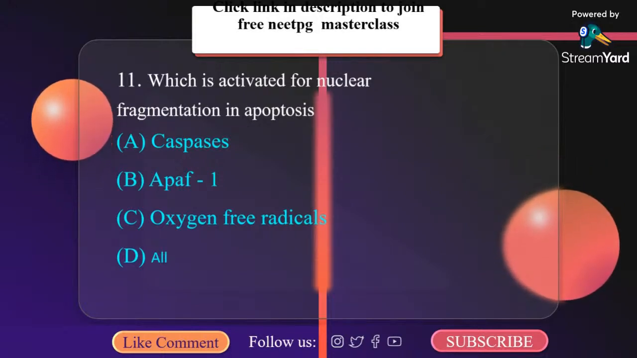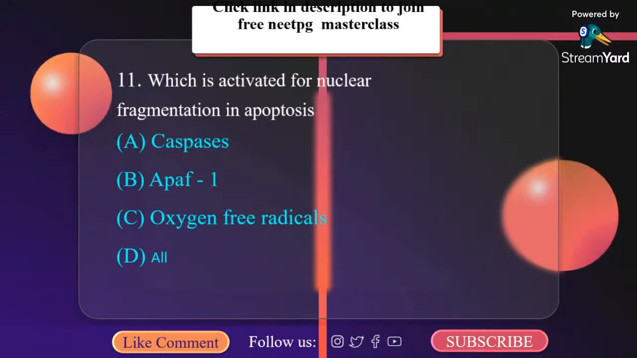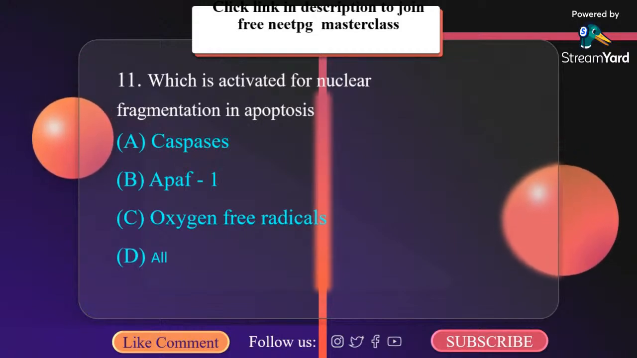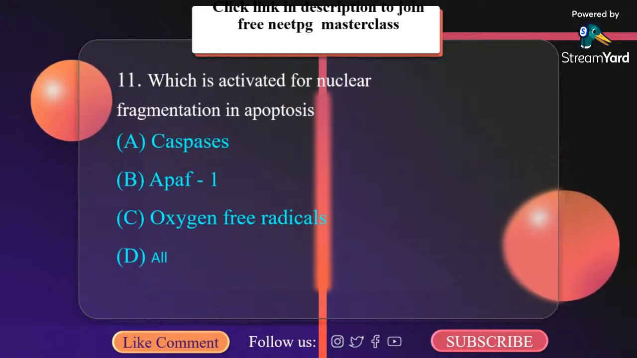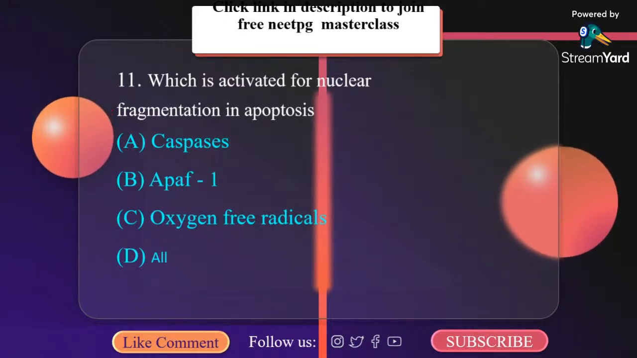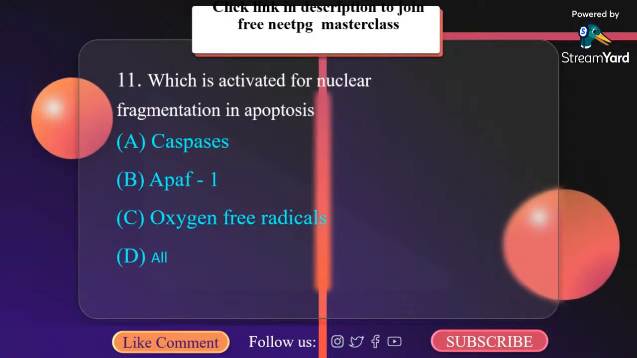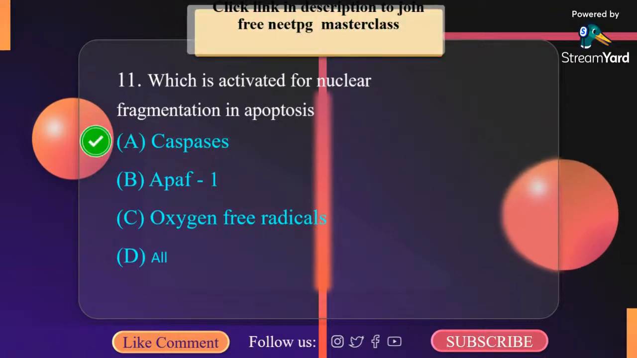A. Caspases, B. APAF1, C. Oxygen free radicals, D. All. Caspases and endonucleases cause chromatin fragmentation in apoptosis. They are inactive, so first they should be activated. Cytochrome C binds with APAF1 and this complex activates caspases. Caspases cause fragmentation of chromatin and also activate endonuclease. So the correct answer here is A, caspases.